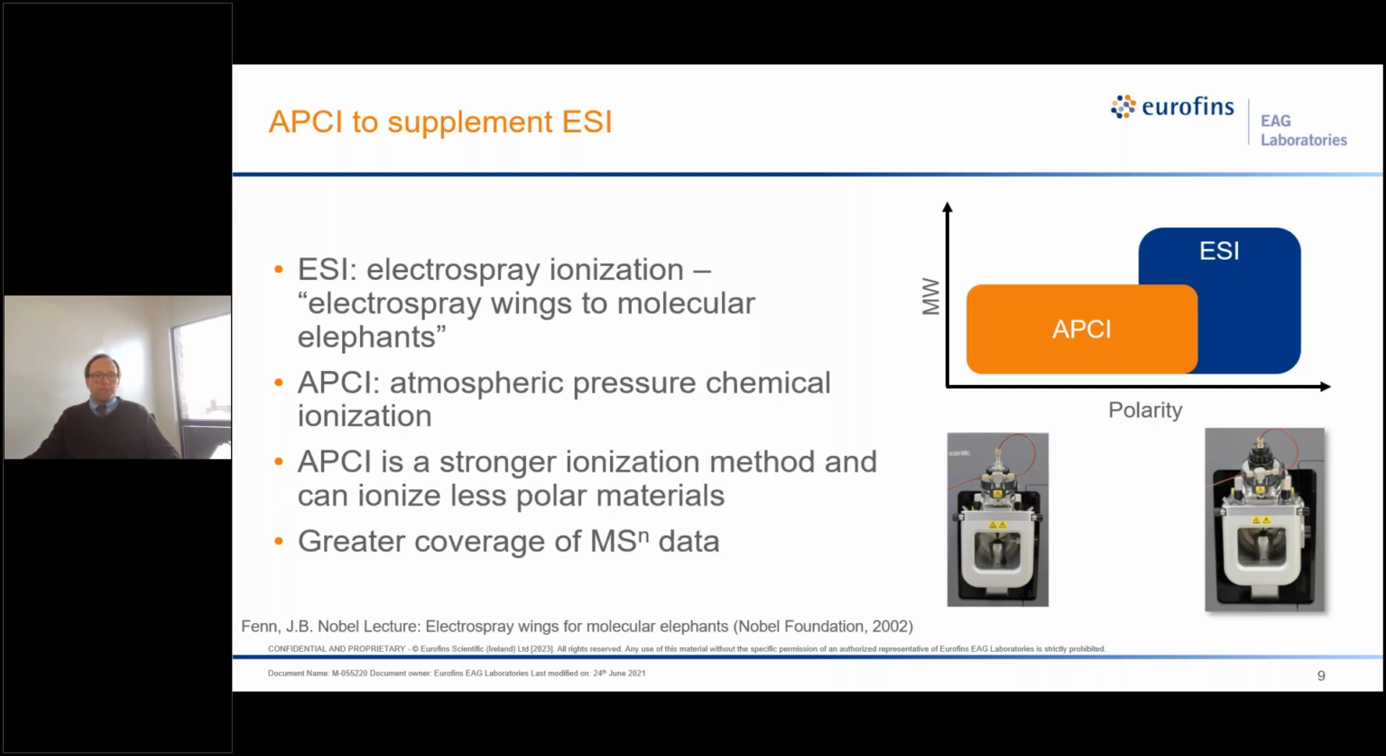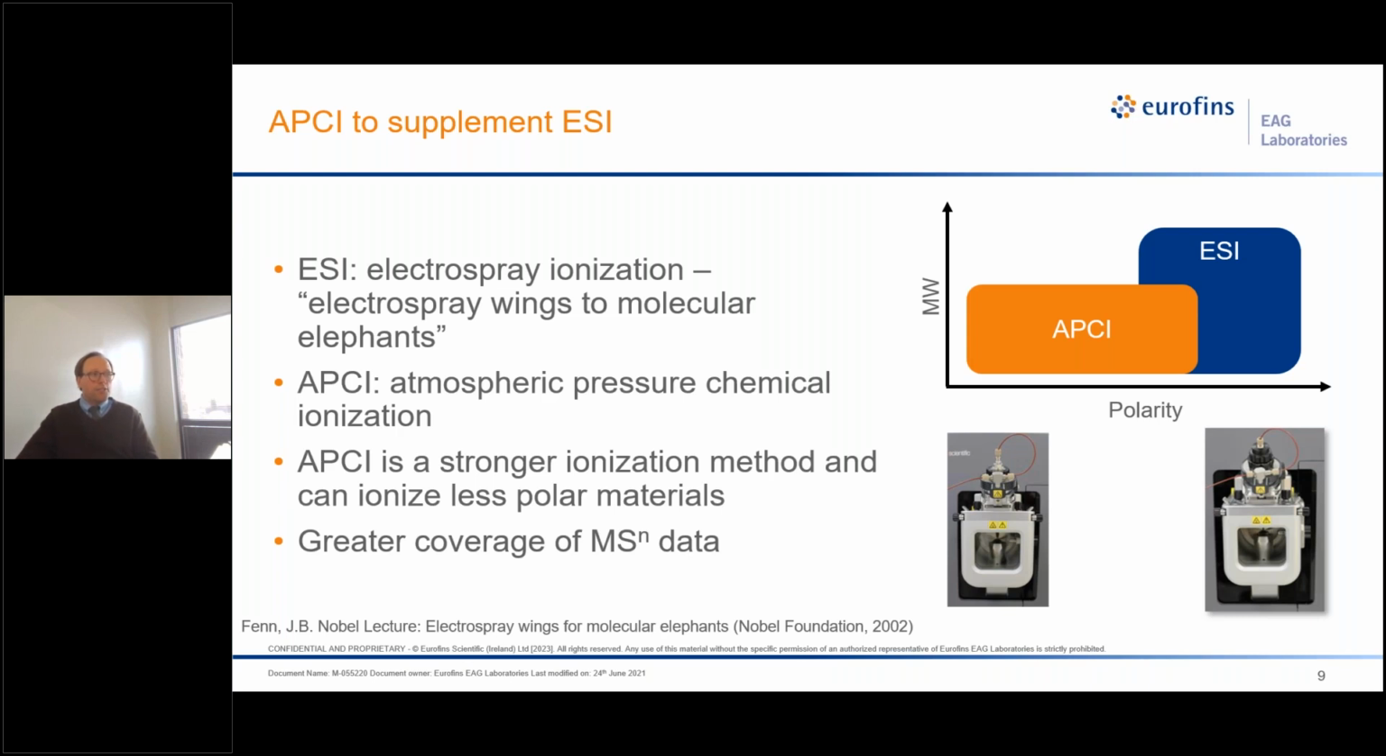When ESI was originally developed, it was developed for mass spectrometry of intact proteins. So it's a very soft, gentle process that, as the discoverer of the technique described it, gives electrospray wings to molecular elephants. It's a very gentle technique to take these intact proteins into the gas phase. And that's certainly a great accomplishment, definitely worth a Nobel Prize, but there is a downside to this, and that is if something is not easily ionized, it's probably not going to show up very well. So we can end up with a very weak signal and no MS2 data. And that's where APCI can help.